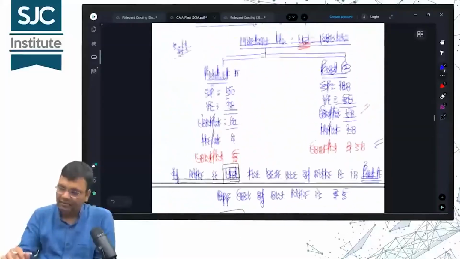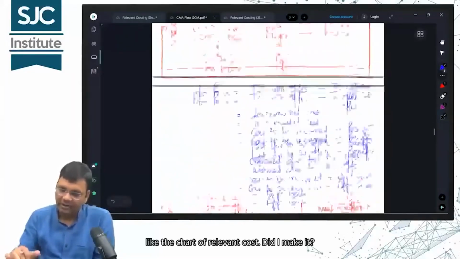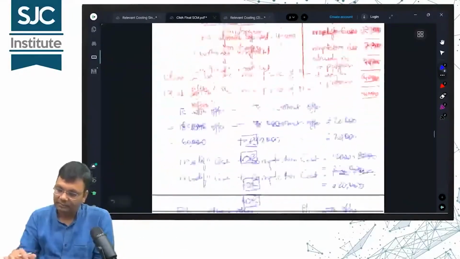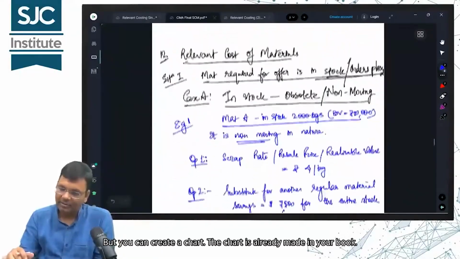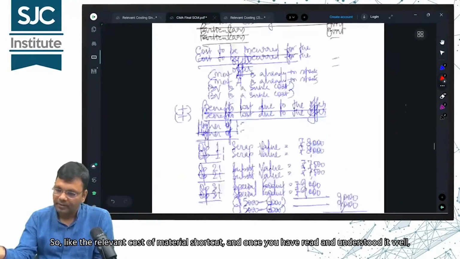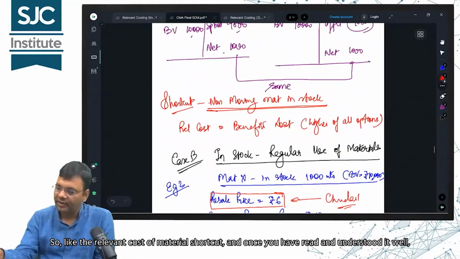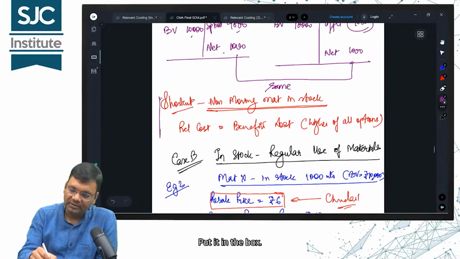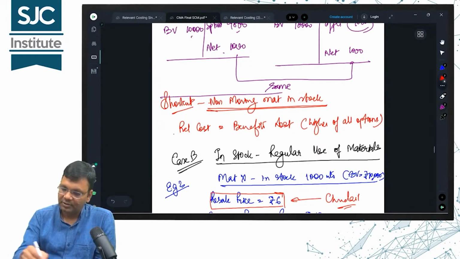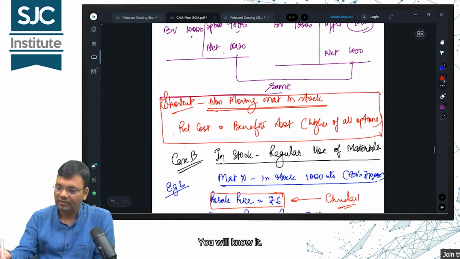So do one thing, like the chart of relevant cost. Did I make it? No, I didn't make a chart. I made a shortcut for it. But you can create a chart. The chart is already made in your book. So, like the relevant cost of material shortcut, once you have read and understood it well, put it in the box. Make it creative. Once you have read this concept, put it in a box. You will know it.